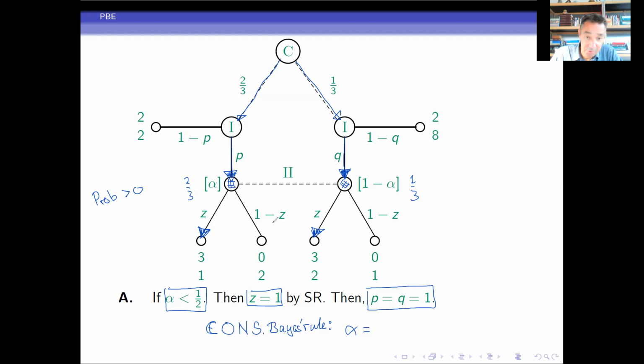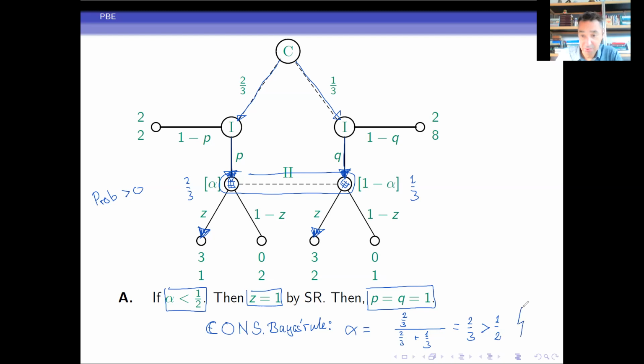So now you can compute the alpha. The alpha should then be the probability to be in the node on the left-hand side divided by the total probability of being in this information set in the first place. So that would be 2/3 plus 1/3. In this case, the denominator is 1, of course, so this is easy, and then alpha will be 2/3, which is actually larger than half.